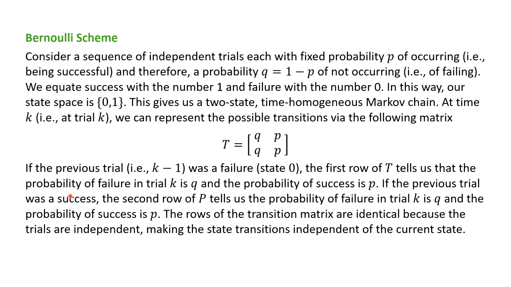And that's kind of what I wrote out here. The rows of the transition matrix are identical because the trials are independent, making the state transitions independent of current state. Okay, you might want to draw the diagram, but it's pretty simple. I mean, you're just going to have two vertices, and you can go back and forth between them with these probabilities.